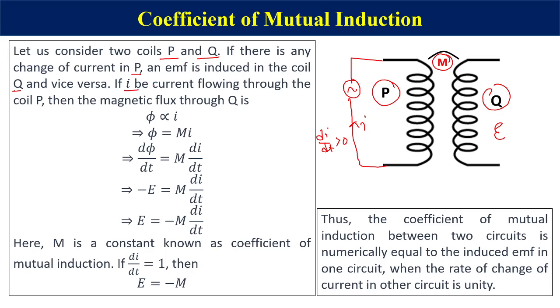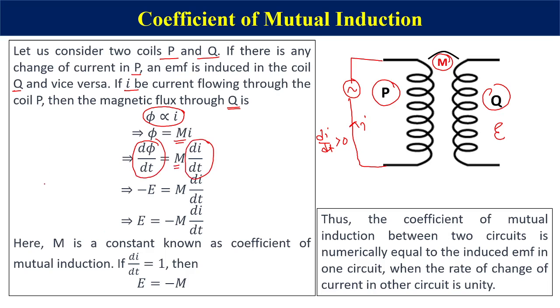So if I is the current flowing through the coil P, then the magnetic flux through Q is given by phi directly proportional to I. That means the magnetic flux linked with the coil Q changes. By the way, since there is a proportionality sign, to remove it you have to put in a constant of proportionality, which we have called M. If you take a time derivative on both sides, you will get d phi/dt equal to M di/dt. Why? Because M is a constant, so it comes out of the derivative.